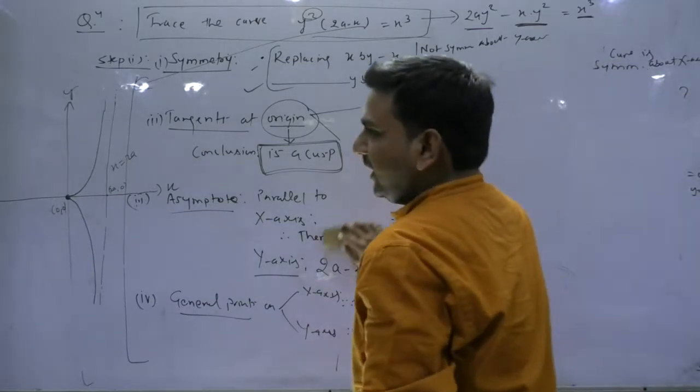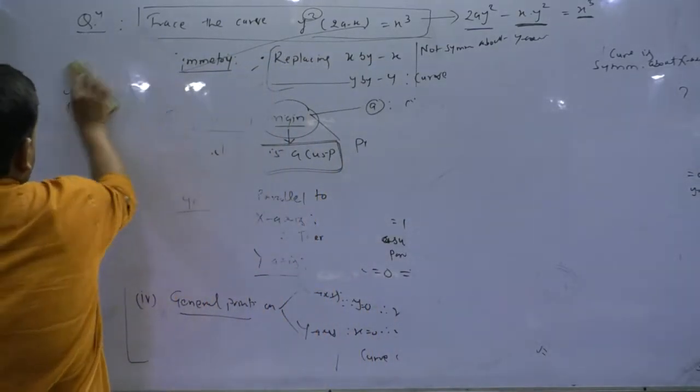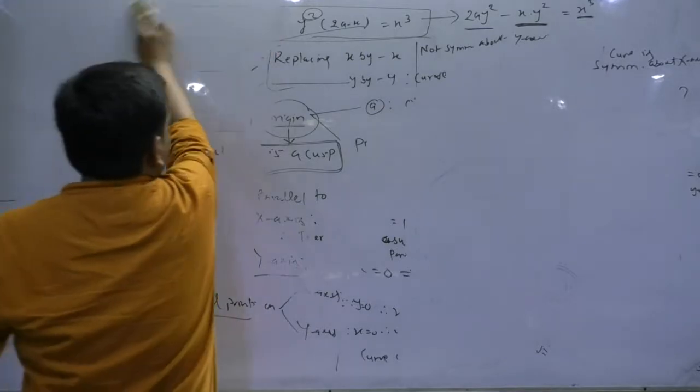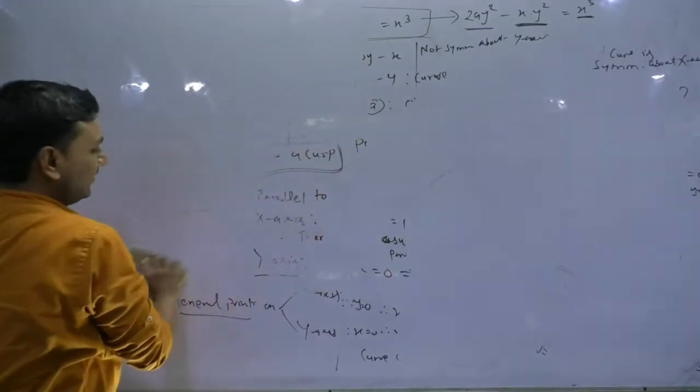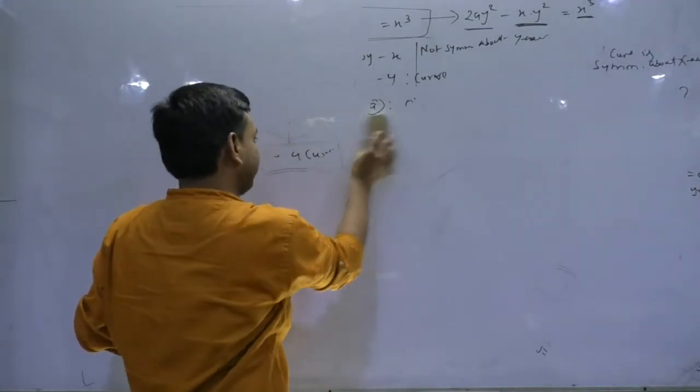Actually, we may have to find some oblique asymptote, because we cannot say it's a simple question. They will ask, and they are not bound to follow you. We need to follow them.